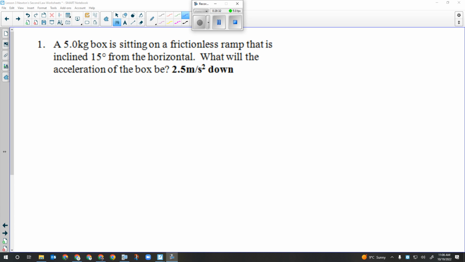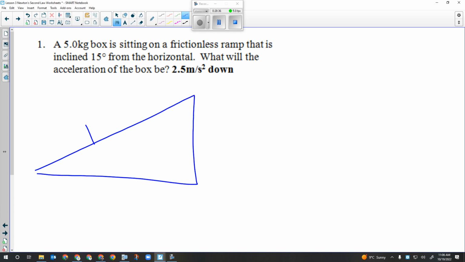So for number 1, we got a frictionless incline. So it looks like this. Box is sitting on it. It's 5 kilograms. It's 15 degrees. What will the acceleration of the box be? There's no friction here, so this is just a matter of doing that internal triangle to do our vector sum of all forces. So we have Fg. We have Fn, which we won't even need to calculate. In fact, we're not going to need to calculate Fn until we start dealing with friction and the coefficient of friction. That's the only time we'll need normal force.